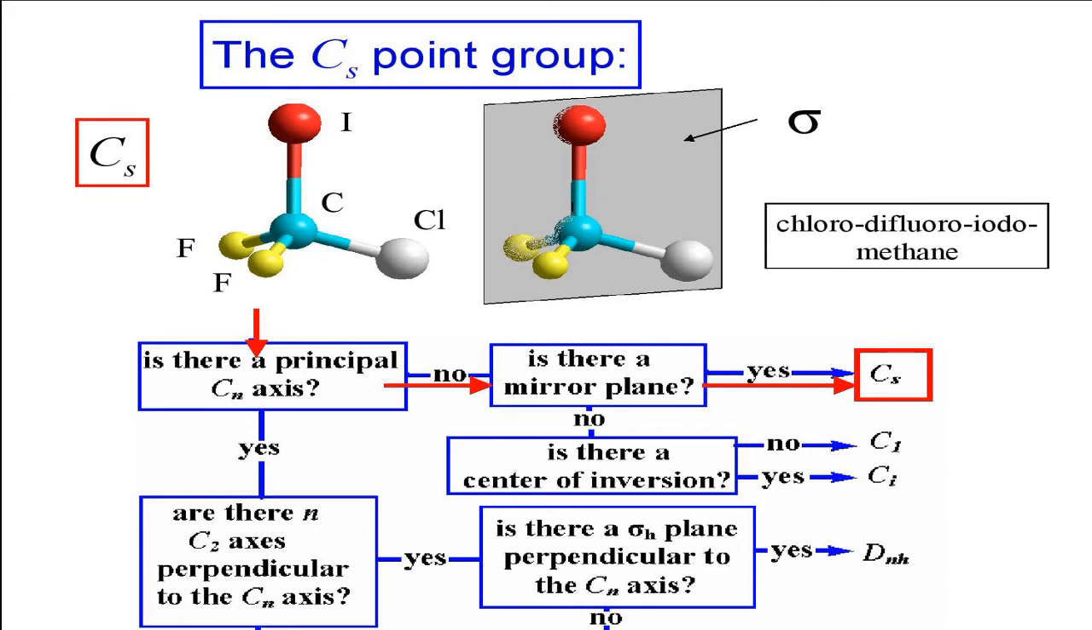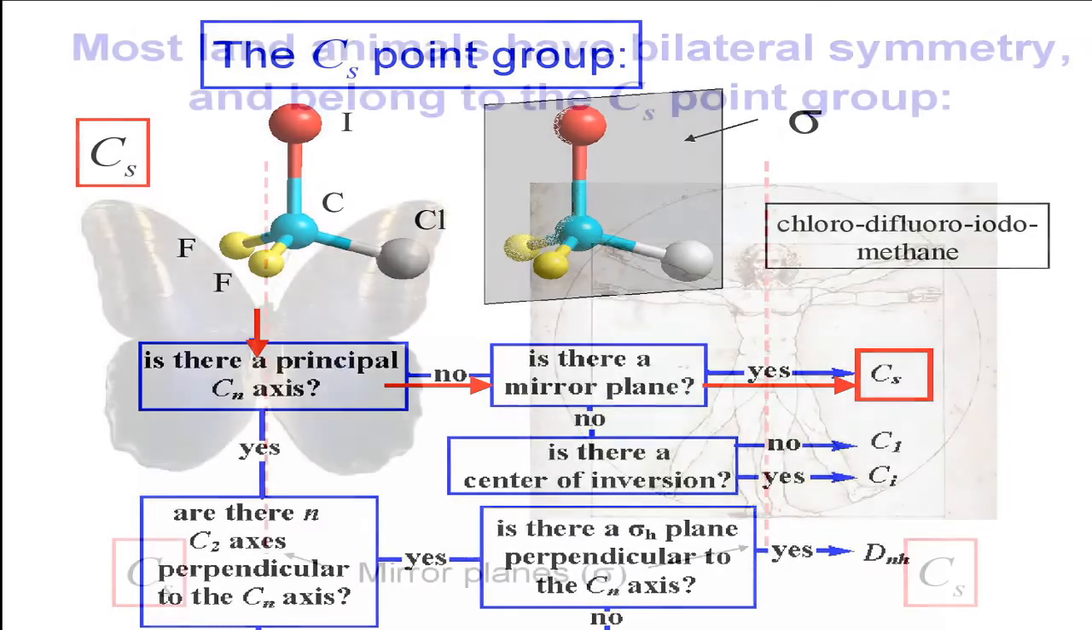What is the Cs point group? Is there a principal axis? No, you don't have any principal axis. Is there a mirror plane? Yes, it contains one vertical mirror plane. It divides a molecule into two equal halves. Then this molecule possesses the point group Cs, that is, chlorodifluoroiodomethane possesses the point group Cs.